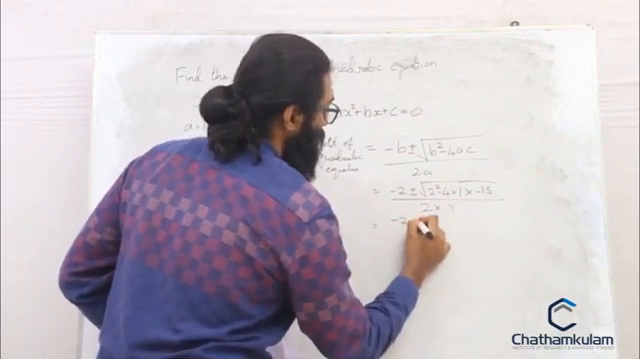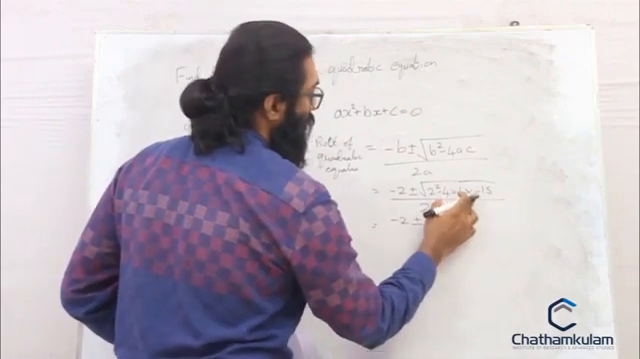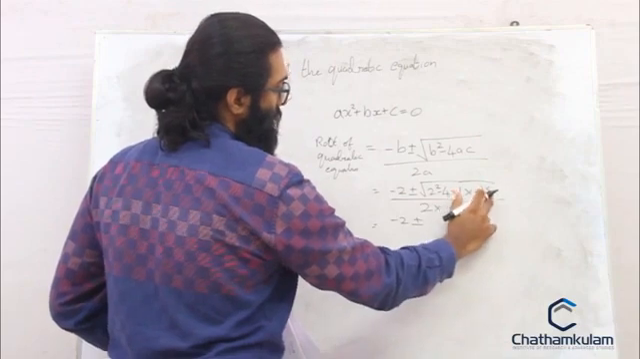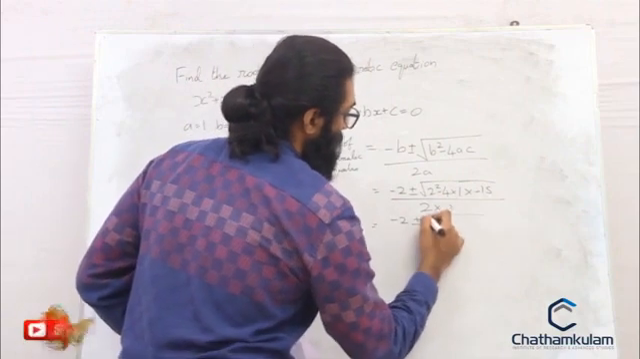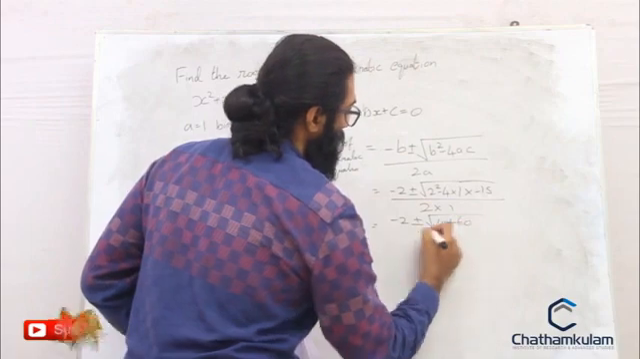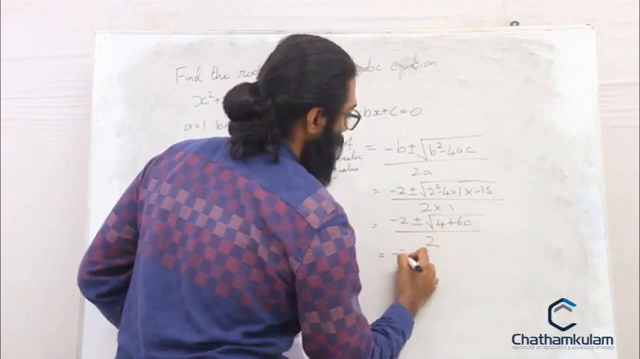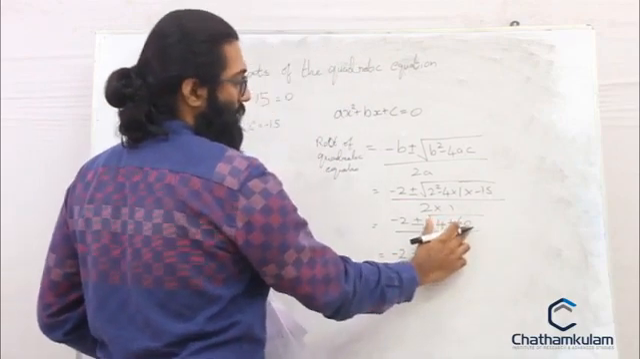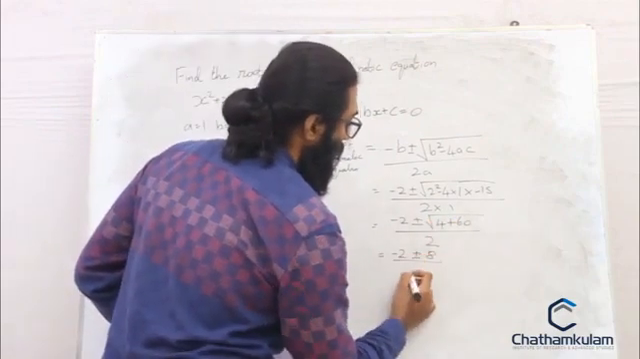So minus 2 plus or minus 2 square is 4, then 4 into 15 is 60, minus of minus we get plus. So we can write this as 4 plus 60 divided by 2 equals minus 2 plus or minus 4 plus 60 is 64, root 64 is 8 divided by 2.